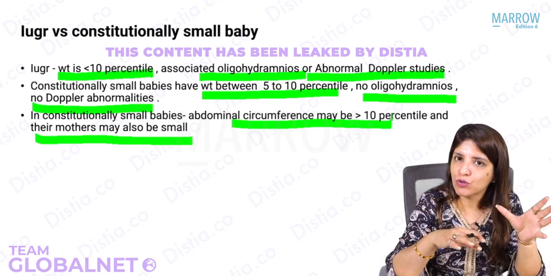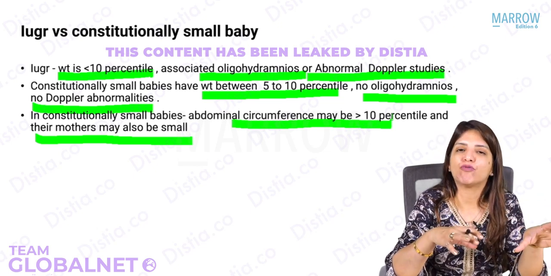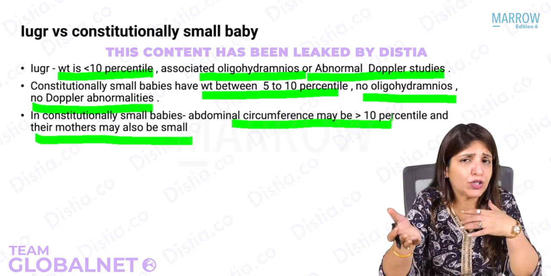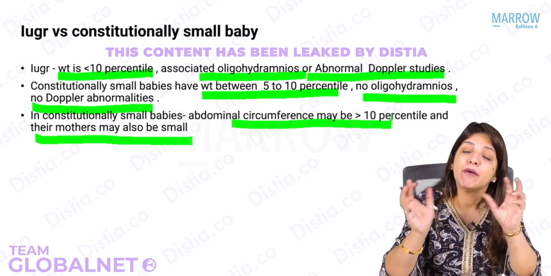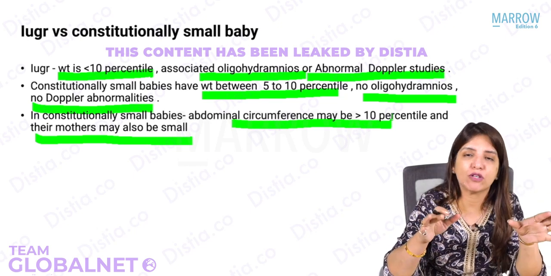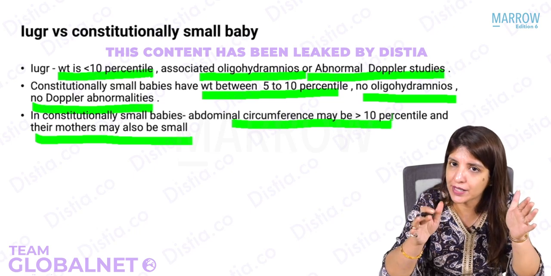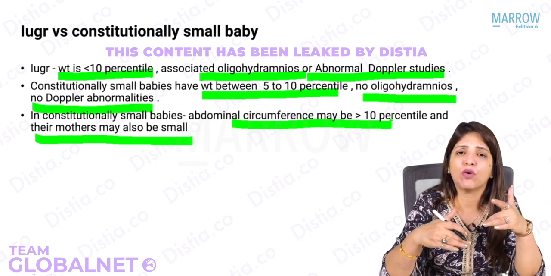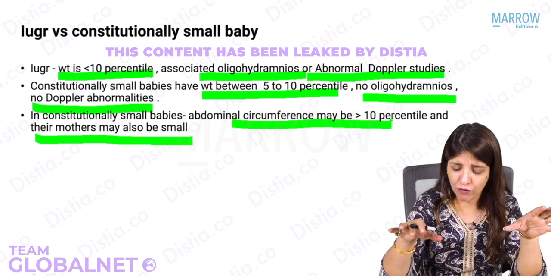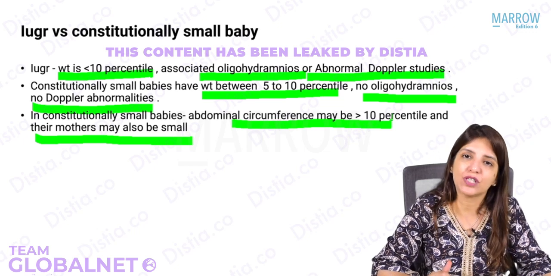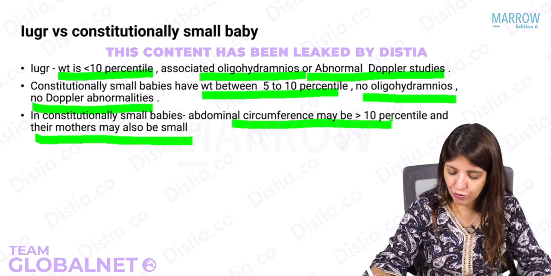So in case of IUGR, along with the estimated fetal weight being less than 10th percentile, you're going to get oligohydramnios or abnormal Doppler studies. But in constitutionally small babies, nothing of that sort happens. The estimated fetal weight is between 5th and 10th percentile, and the mother also appears small. There is no oligohydramnios, no abnormalities of Doppler study, and abdominal circumference may be more than or equal to the 10th percentile. Clear to all of you?